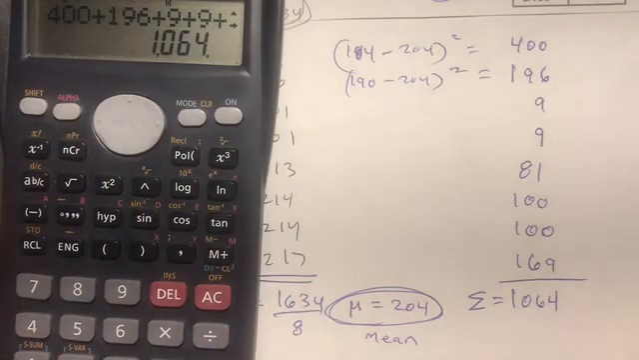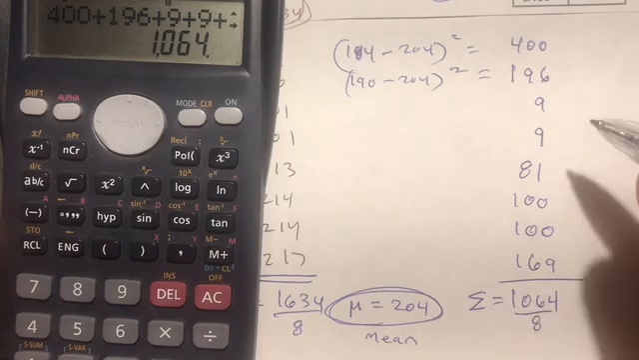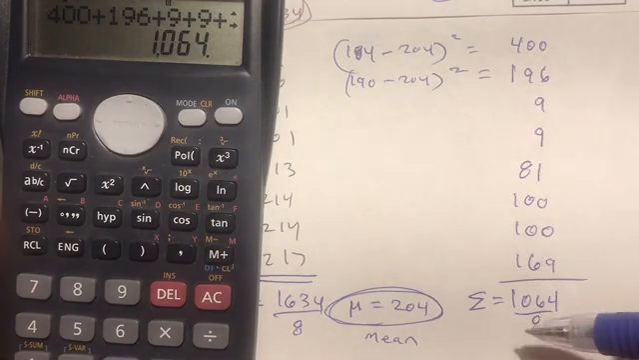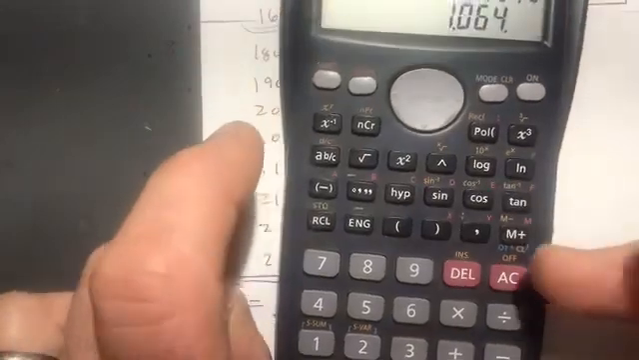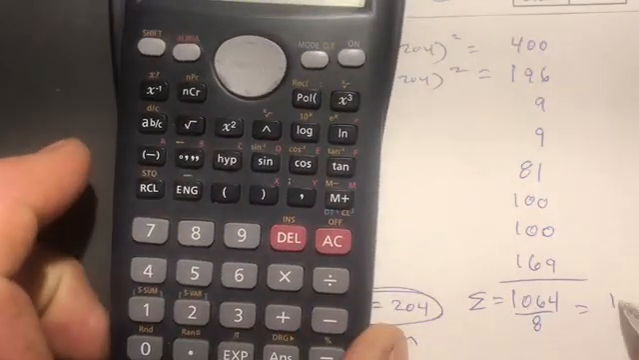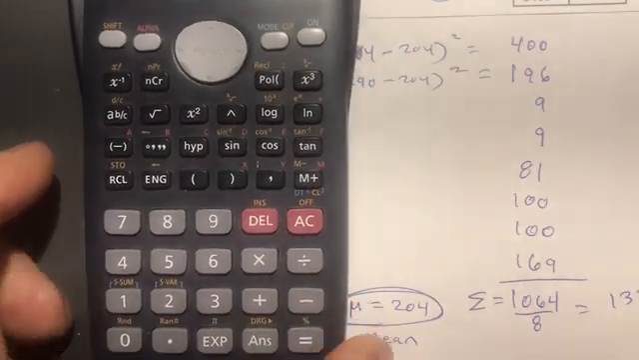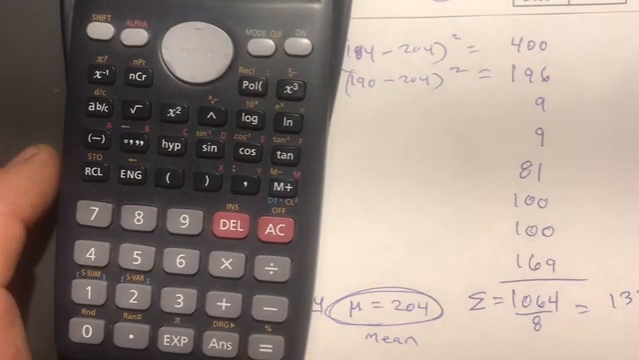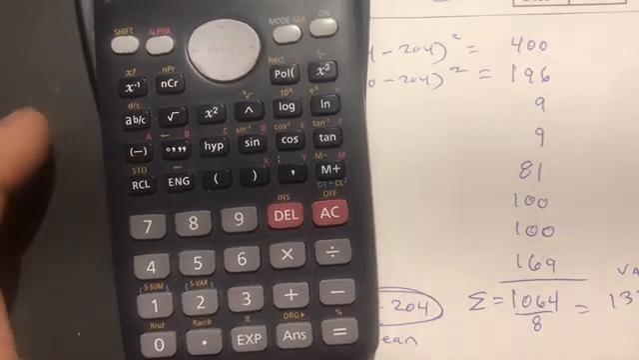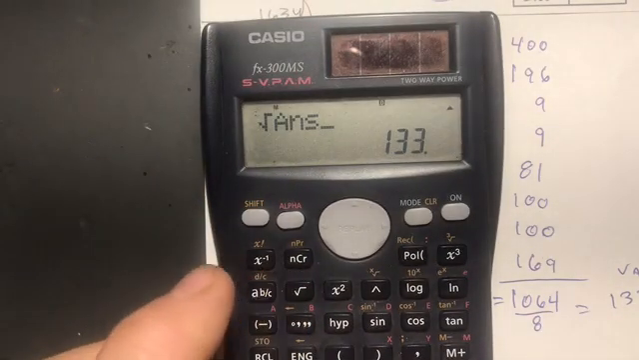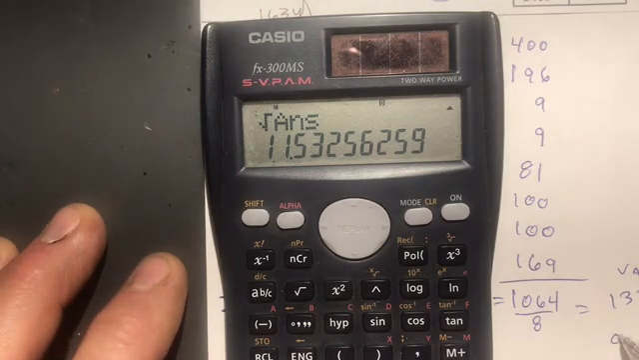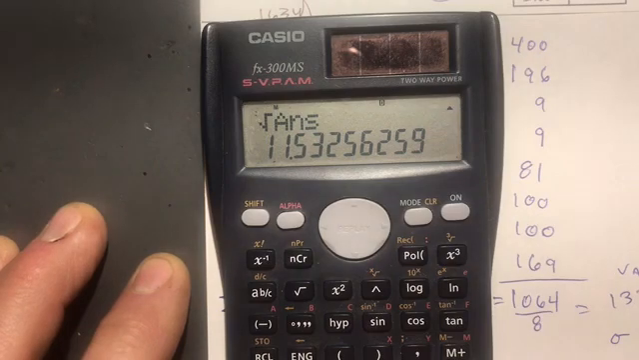Now this was a population, so I'm going to divide by 8. 1, 2, 3, 4, 5, 6, 7, 8. So I divide this by 8. I get 133. This is my standard deviation squared, which is my variance. And now I do the square root of that answer. And there you go. My standard deviation is 11.532.